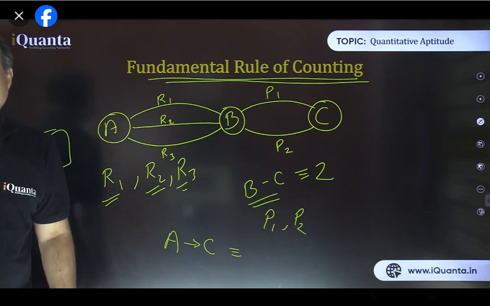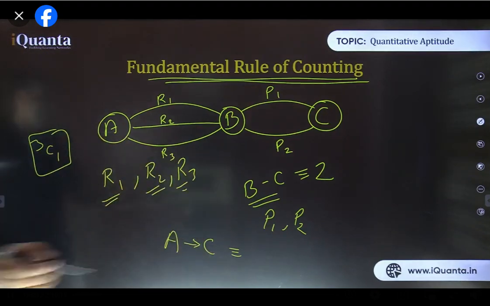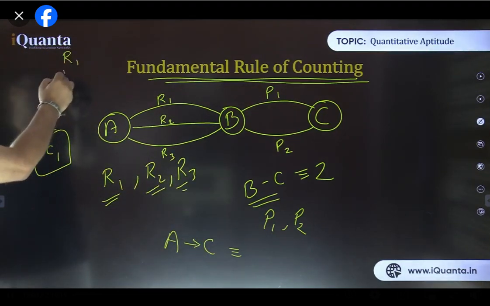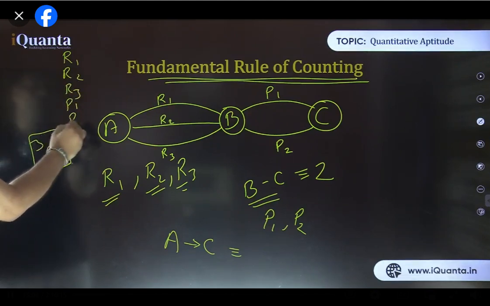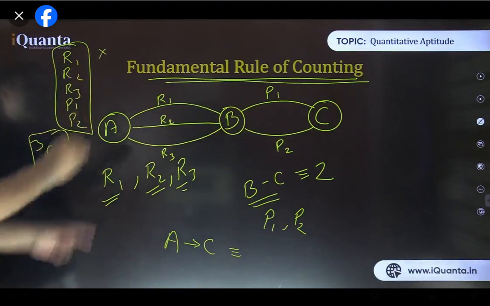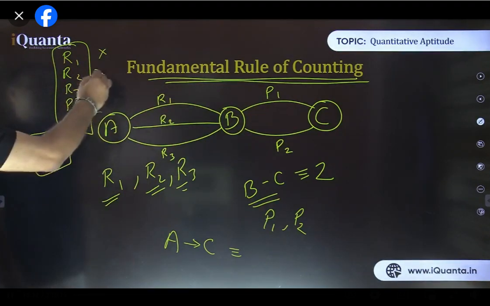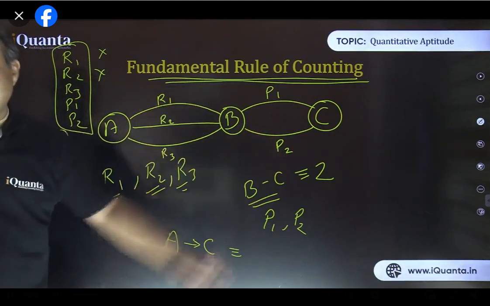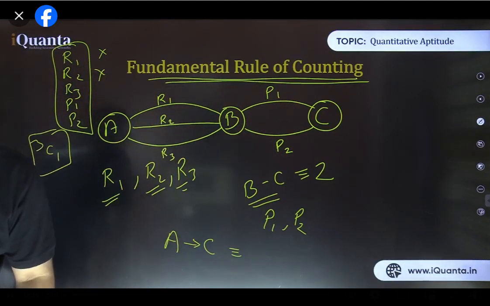So some of you said 6, some of you said 5, and those who said 5, let me write. I saw one comment that R1, R2, R3, P1, P2. So these are 5. But by using R1, can I reach from A to C? No. By using R2, can I reach from A to C? No. So none of these paths can take me from A to C. So 5 is certainly incorrect. So what is the right way here?